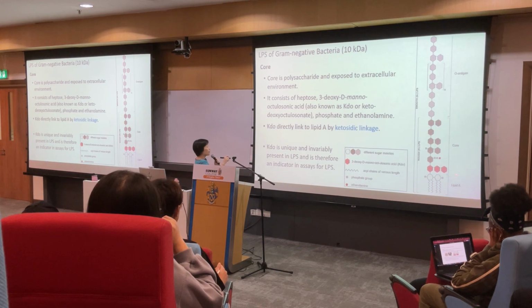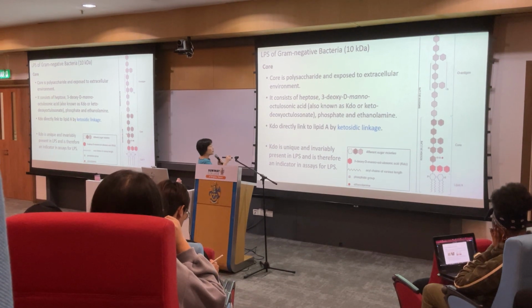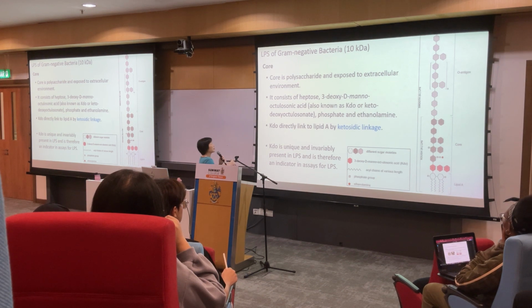And this is quite conserved in a way that it's also very unique to gram-negative bacteria. So it can be used as a marker to prove the presence of the LPS, or to prove that the bacteria they found is actually gram-negative, because it is very unique: it's present only in the LPS and in gram-negative bacteria. All right.